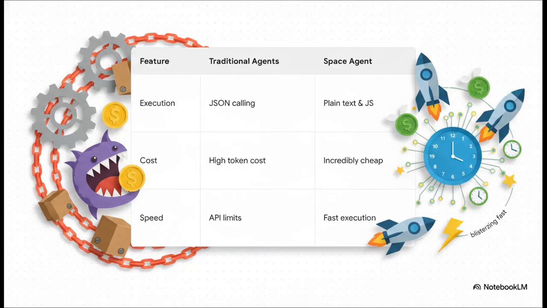Now, we all know running cutting-edge AI models can get pretty expensive, so token efficiency is absolutely crucial. Traditional agents rely on this bulky JSON tool calling, which eats up massive amounts of tokens and, frankly, costs a fortune over time.